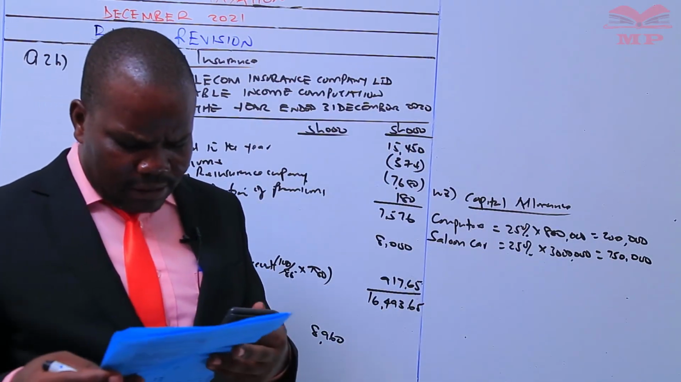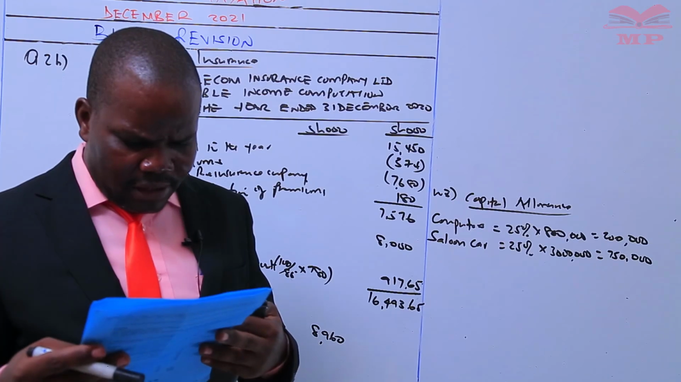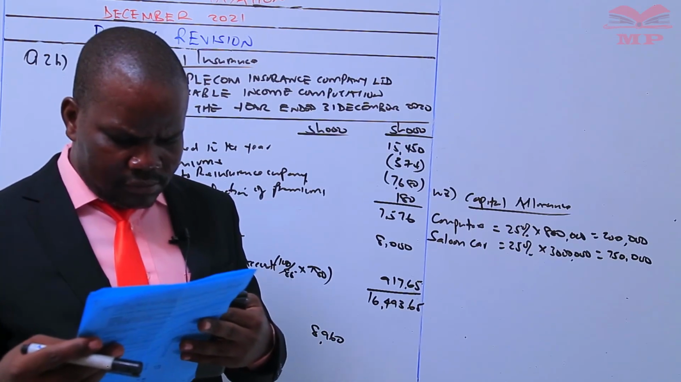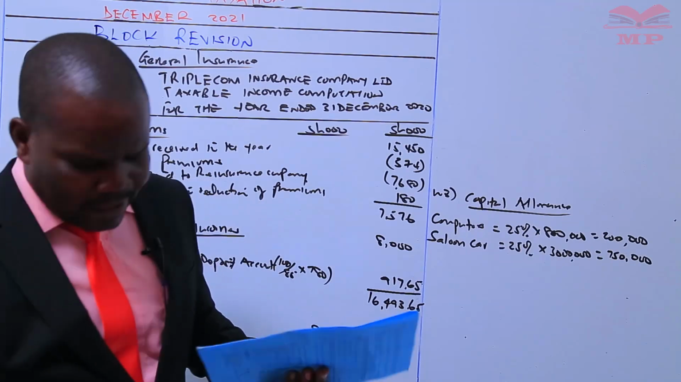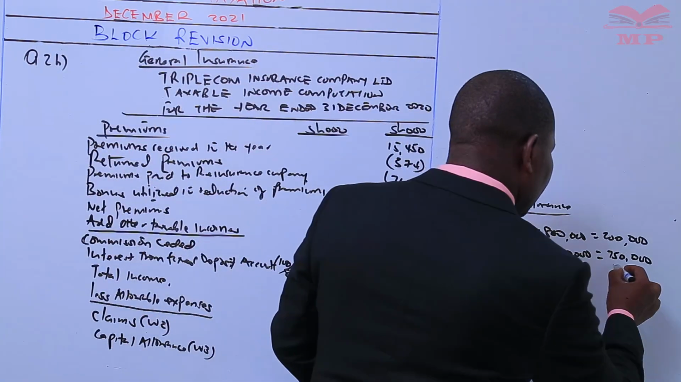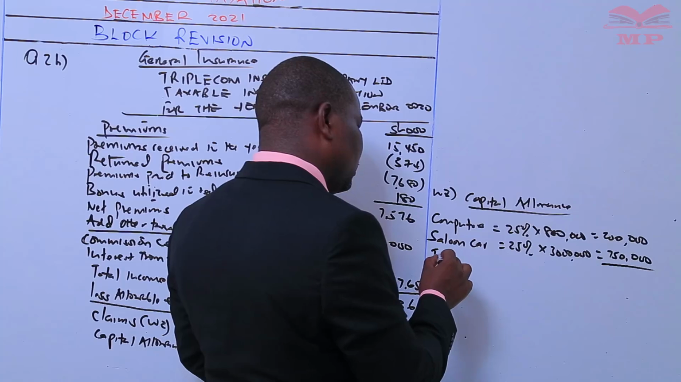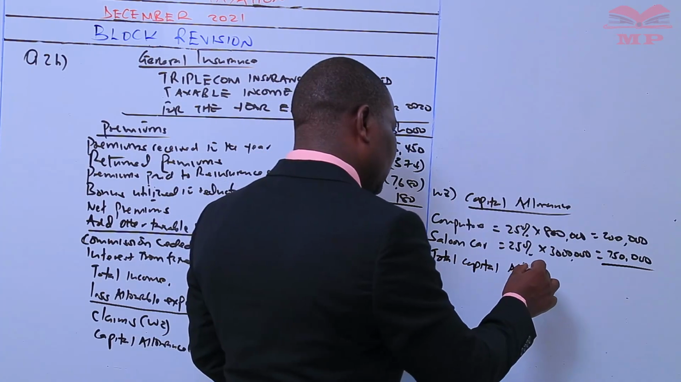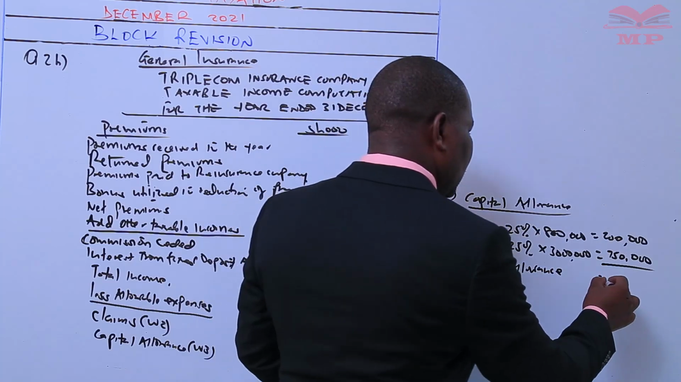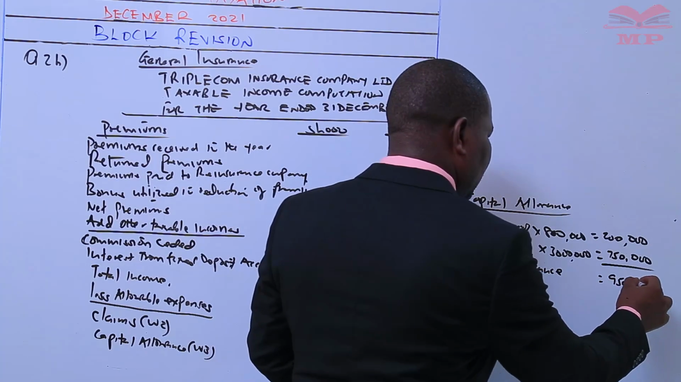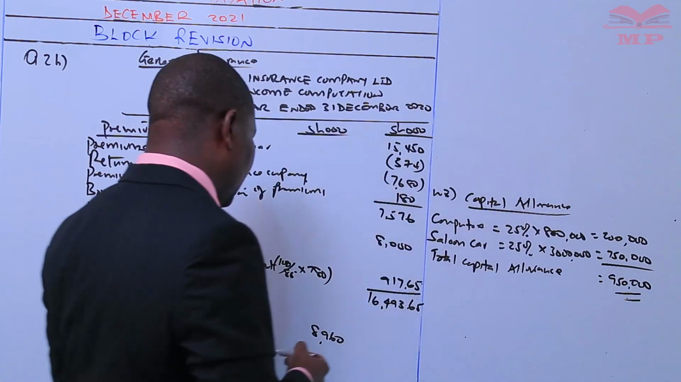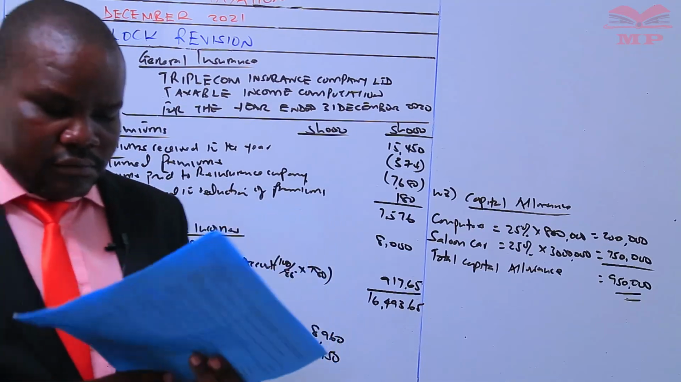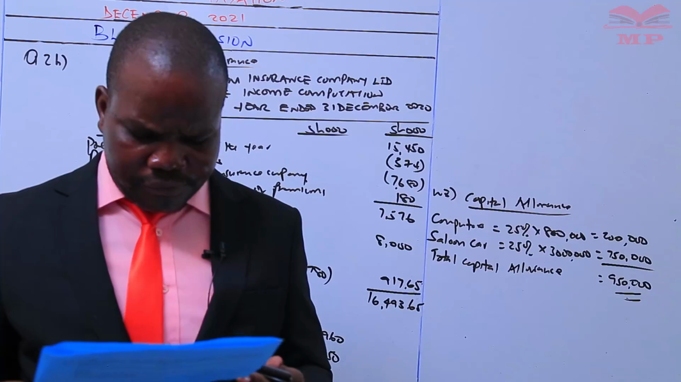Any other capital expenditure incurred by the firm under general insurance? We have none. So we get the sum of this. We call it total capital allowance. That is 950,000 shillings. That is what we bring here, 950,000 shillings. Next allowable item.